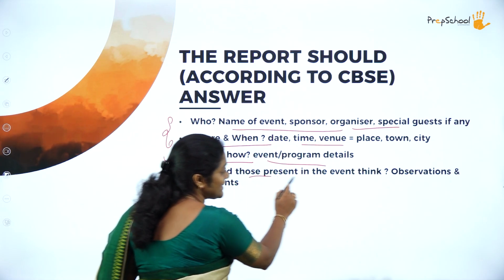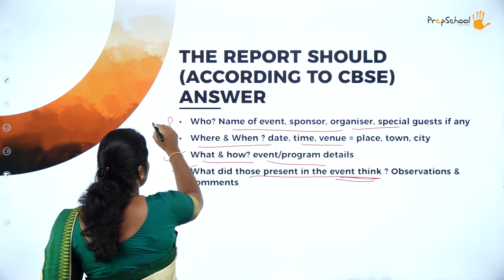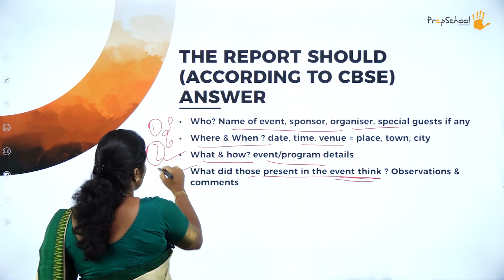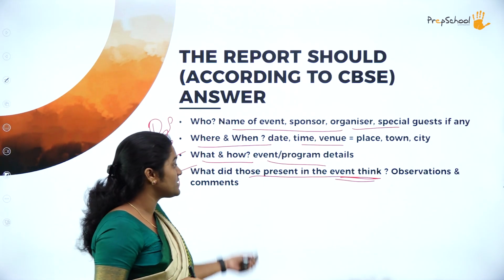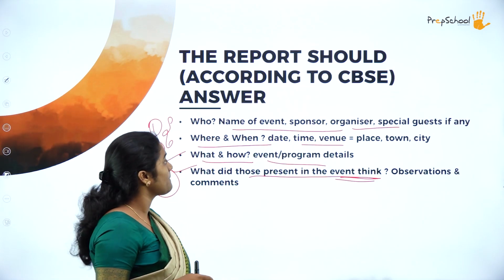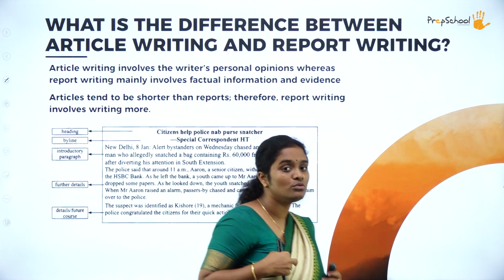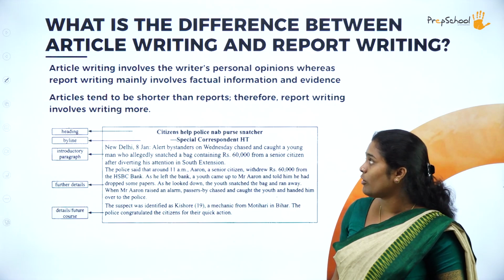What did those present in the event think about? That is in the third one. So this is the first one, second one, and third one. Just so, if you ask me what these paragraphs should include, they should answer all these questions. Then I'm going to show you how a report looks. I wanted to show an example.